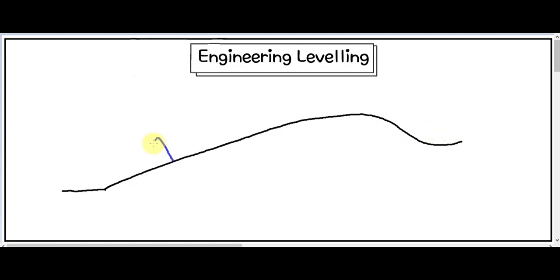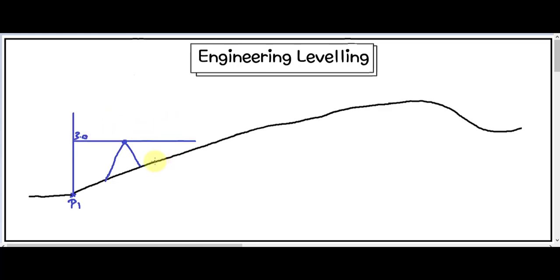So first, we will place the level near the zero point and we will put the staff on it. This point is the first point in the leveling and we call it point 1. And the intersection between the horizontal surface made by the level and the staff, we call it reading. Say the reading was 3 meters.